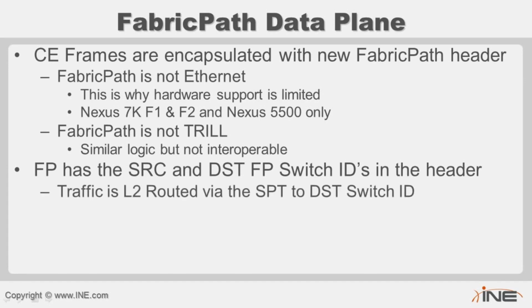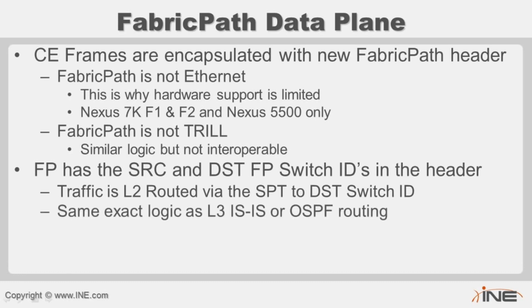So ultimately, the traffic is going to be layer 2 routed via the shortest path tree. It's going to be the same type of logic as regular layer 3 IS-IS or regular layer 3 OSPF routing. And it would be analogous to single area routing in OSPF or single level routing in IS-IS. So we don't have hierarchy, there's no summarization. It's a fairly basic functionality of the link state protocols, but the end result is that we're able to do layer 2 equal cost multipath, the ECMP.